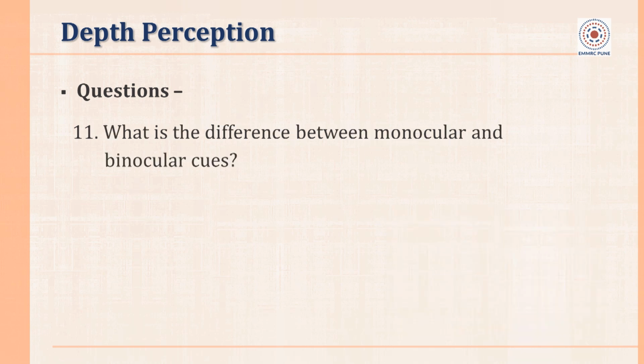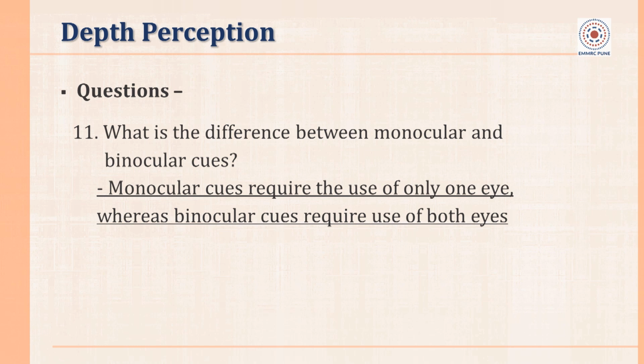Question 11. What is the difference between monocular and binocular cues? And the answer of question 11 is monocular cues require the use of only one eye, whereas binocular cues require use of both eyes. Good. Thus, in this video, we learned what depth perception is, and we learned some examples of monocular and binocular cues which we use for perceiving depth in the world.